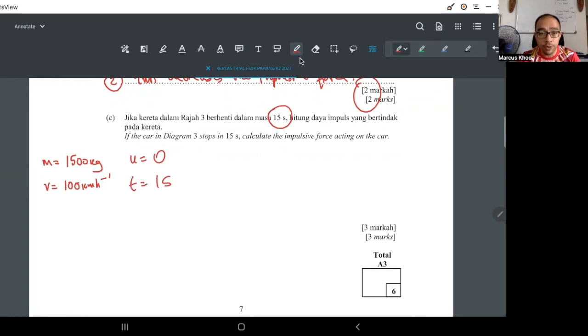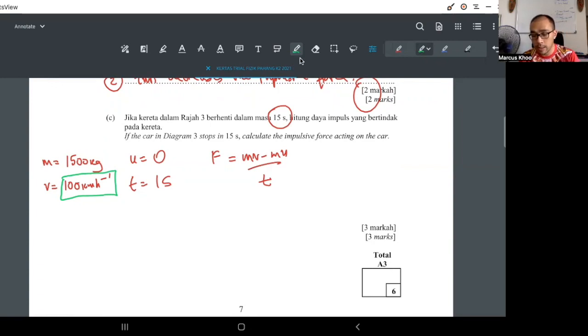Now before you put this into the formula F equals mv minus mu over t, we need to take note that this 100 kilometers per hour is not in the correct unit. Velocity's normal unit is meters per second. So always, always remember this.